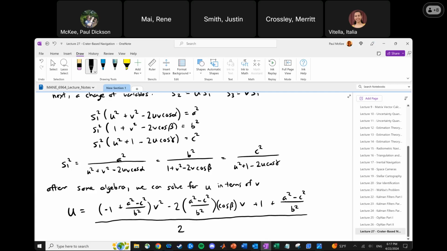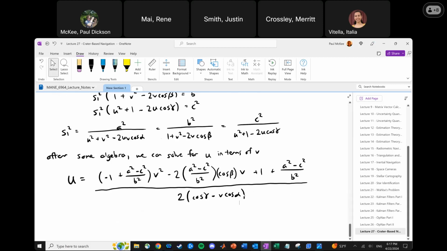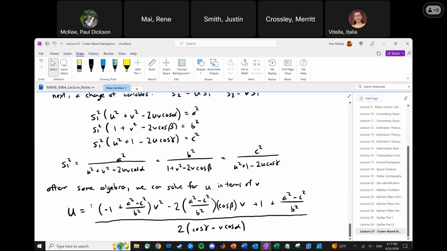And the denominator is 2, and then in parentheses, cosine of gamma minus v cosine of alpha. And if you'd like to work this out, that is left as an exercise to the reader. But what we have now, after just some tedious algebra, but something that you could imagine doing if you were being subjected to a punishment, then we ultimately get u in terms of v. So what we would then do is plug it back into the other equation. So we've got now a case of 3 equations, 3 unknowns. We've removed S1, and now we have u in terms of v, so we plug that equation back in.